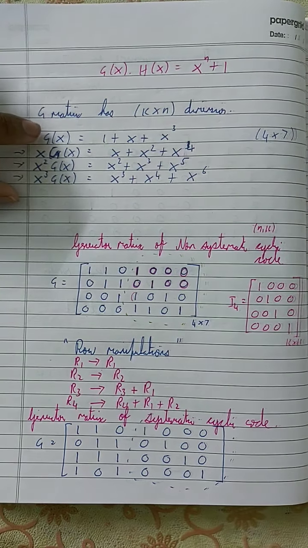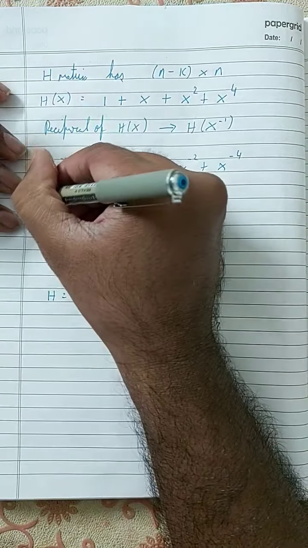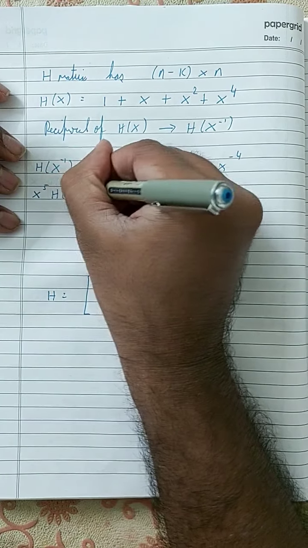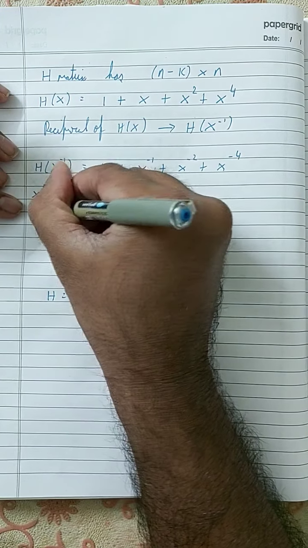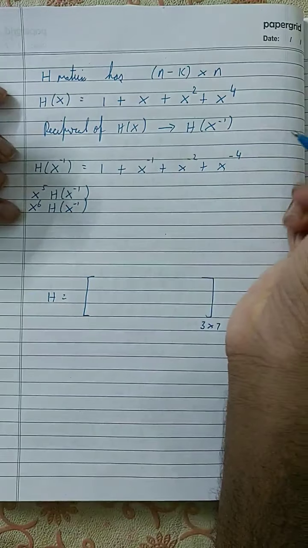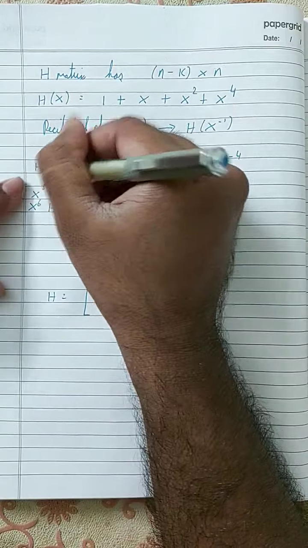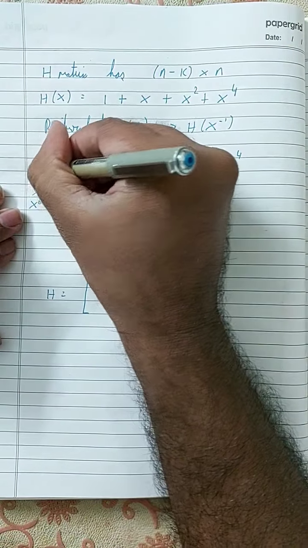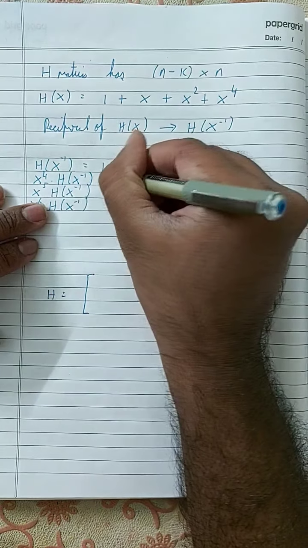So how many times has it been? 1, 2, 3, 4, and the remaining times is now 3 times. What I'm going to do is this: x raised to 5 into h of x inverse, then I will find the value of x raised to 6 into h of x inverse. It stops with x cube, right? So which means x raised to 4 into h of x inverse there.